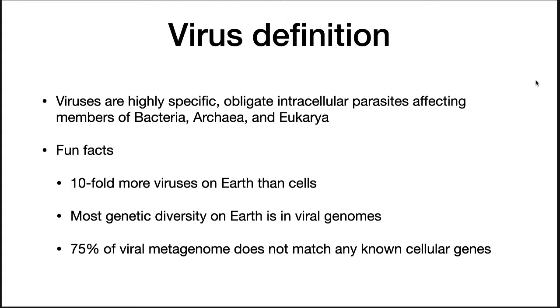Here are some fun facts. There are 10-fold more viruses on Earth than living cells. Most genetic diversity on Earth is in viral genomes. Most of the nucleic acid on Earth is in viral genomes. Finally, 75% of the viral metagenome, meaning all the viral DNA that we know about, does not match any known cellular genes. We don't understand what these proteins are doing. So clearly, we still need to learn a lot about viruses.